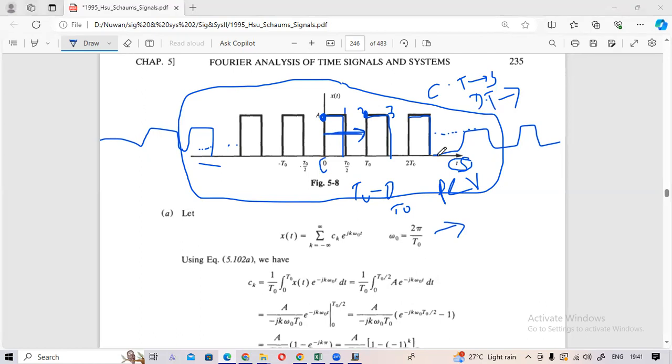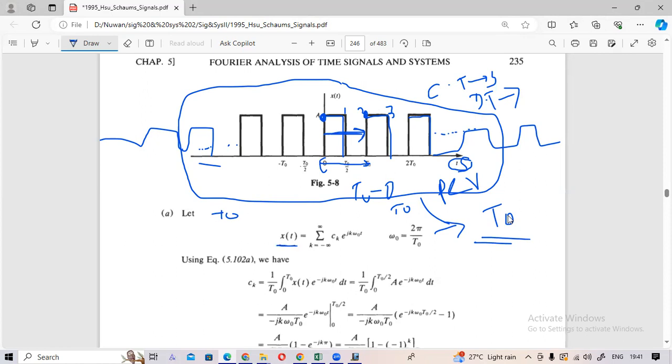Yes, that is T naught. Okay. So the time is T naught. That is the fundamental period. T naught is the fundamental period. Okay. Now you can find the fundamental period T naught. So this is a periodic signal.